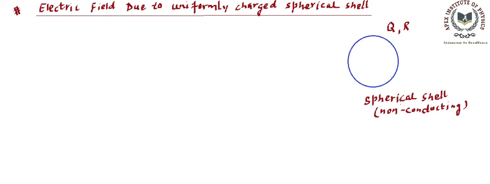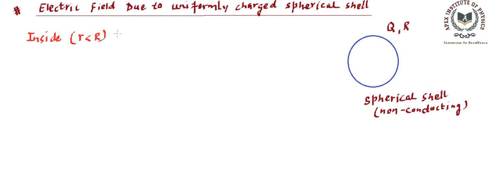So let's understand first what the results are going to be, and then we will be proving those results. Let's say this blue colored boundary is indicating a spherical shell which is non-conducting in nature. Its total charge is Q, which is uniformly distributed on the surface, and radius is R. Naturally there are going to be two locations that we need to think about. One is inside the spherical shell, another is outside the spherical shell. Inside means we are taking a distance from the center which is less than capital R.